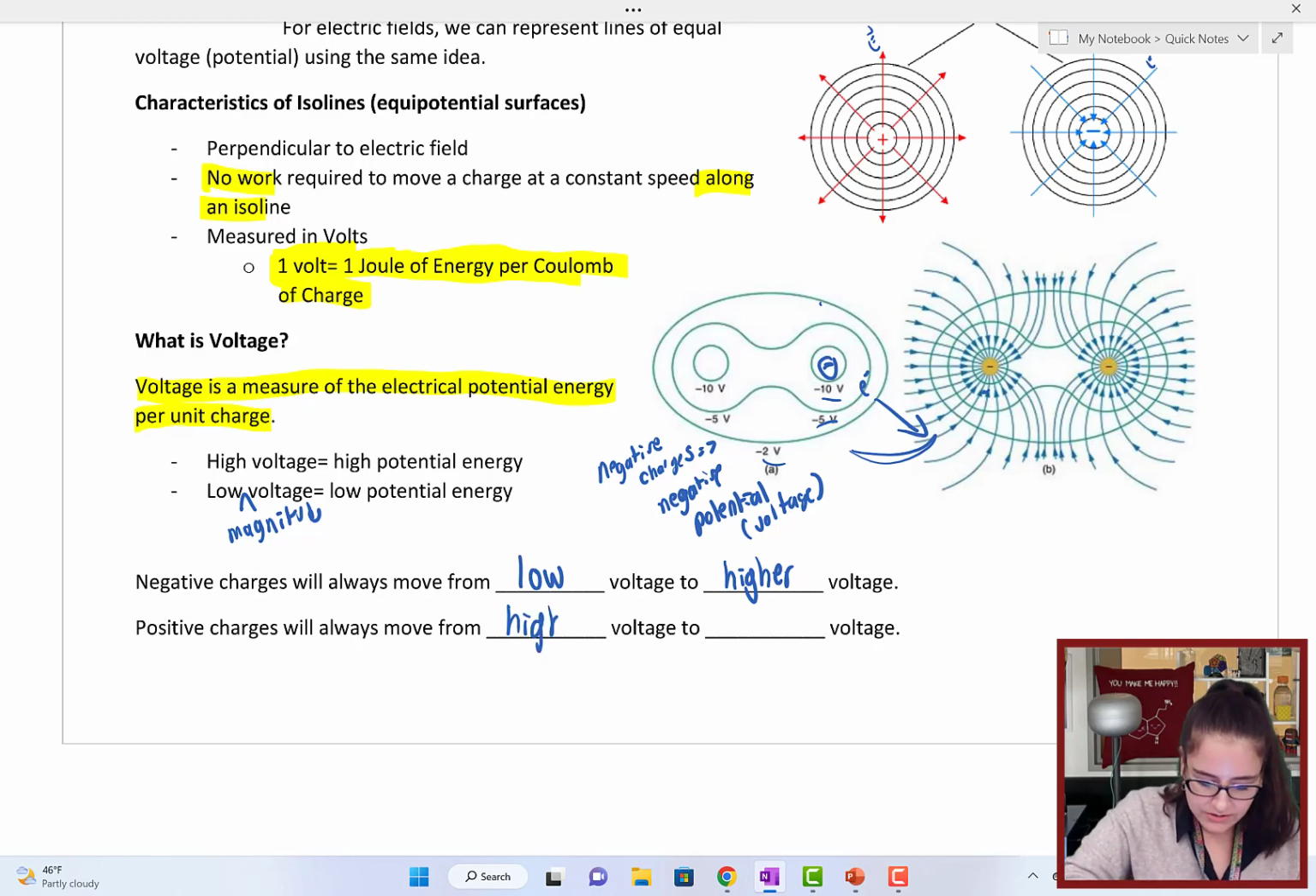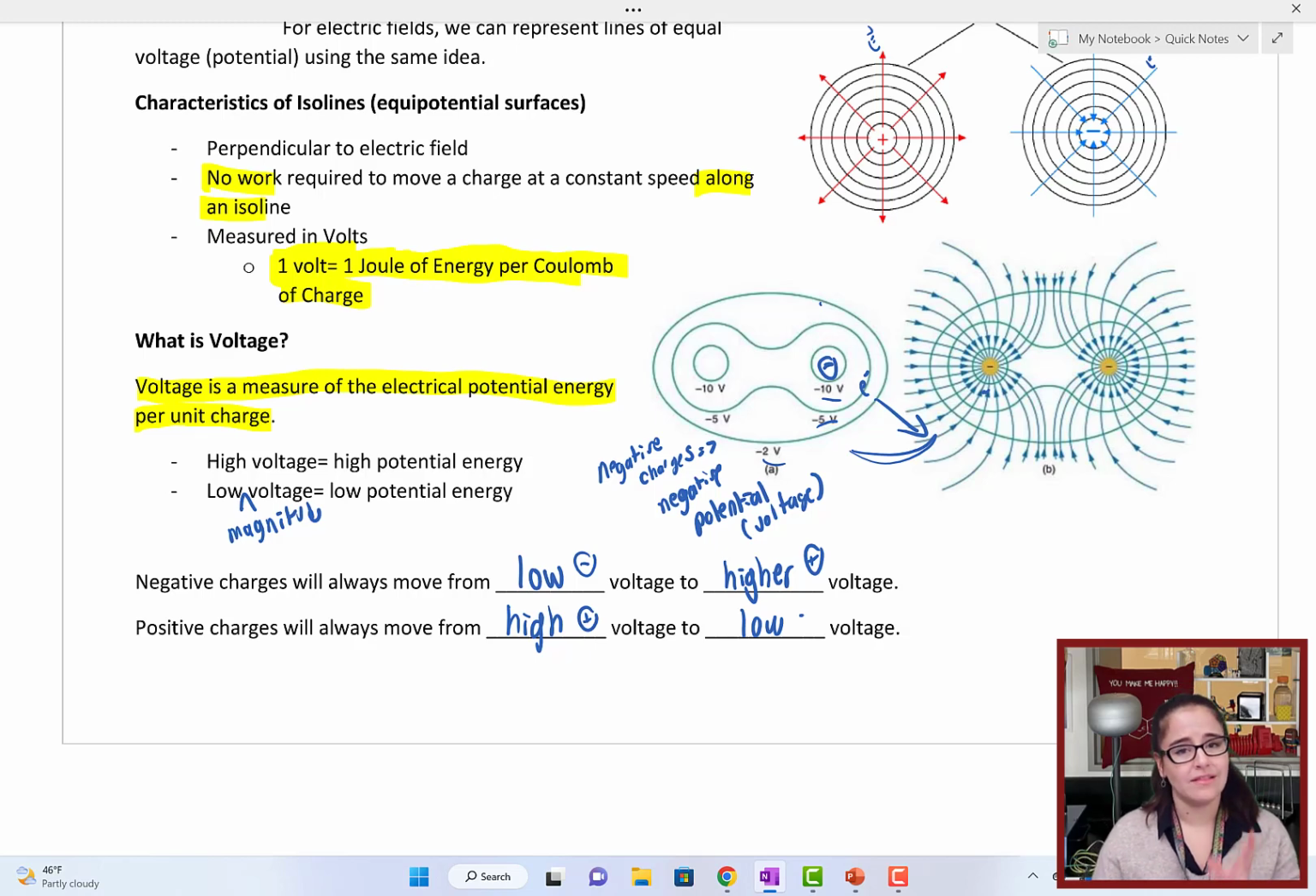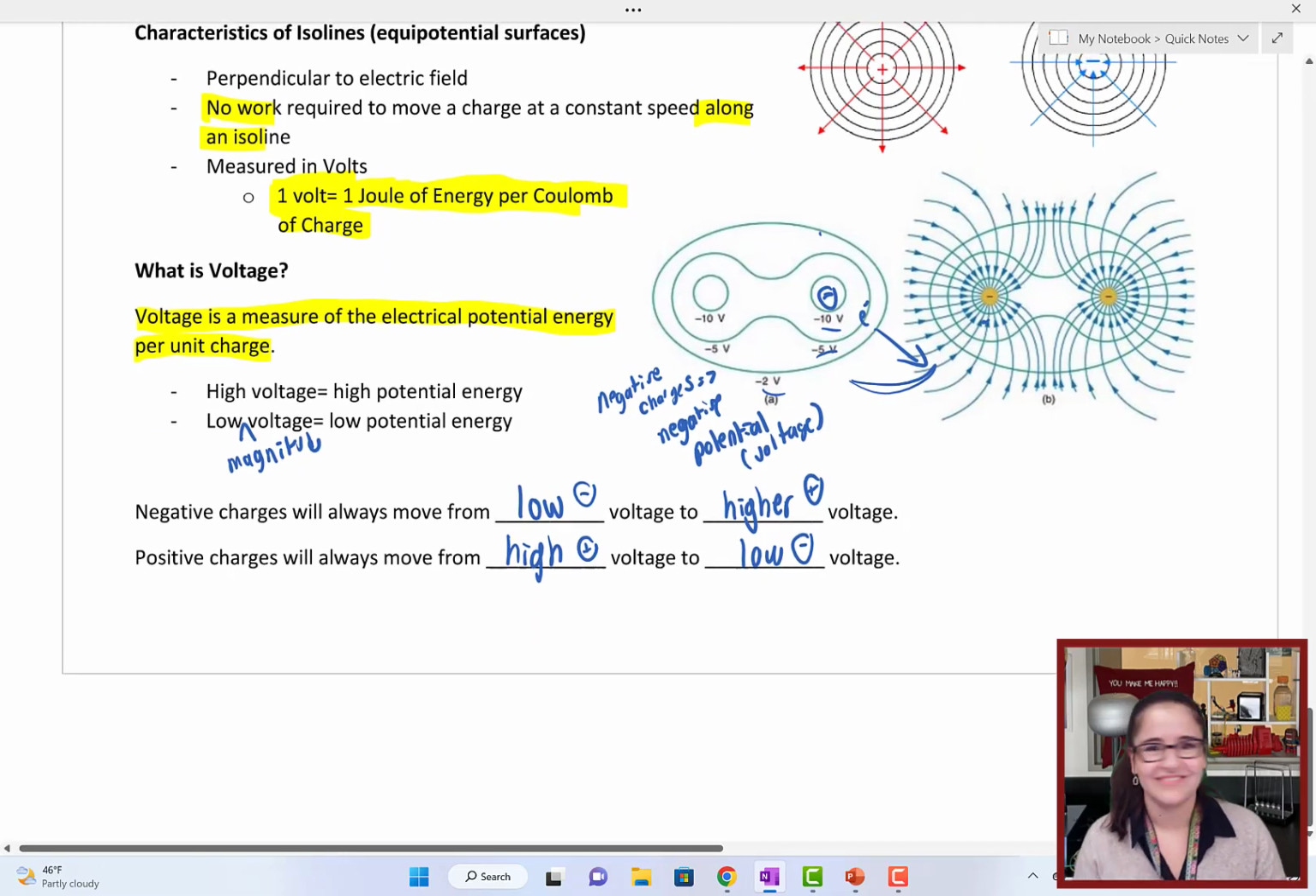Okay. You can also think of it negative charges going from negative to positive because they're repelled by negative and attracted to positive, and positive as positive to negative. Okay. And we'll dive a lot more into voltage in our next lecture. But that's it for today. Okay, cool.